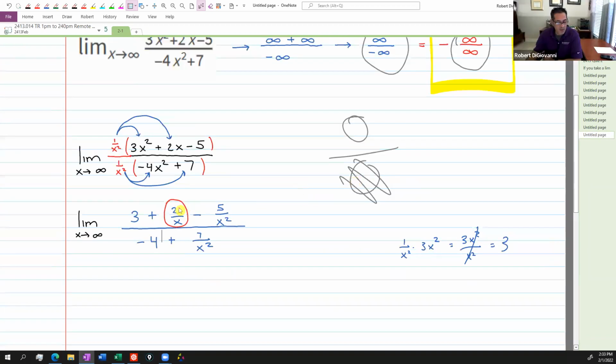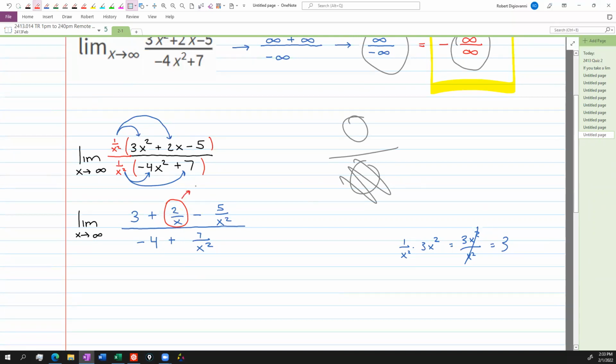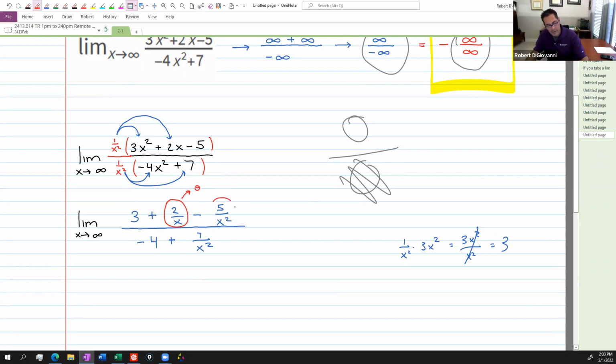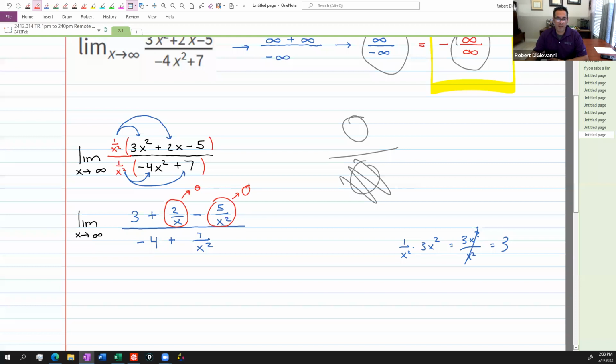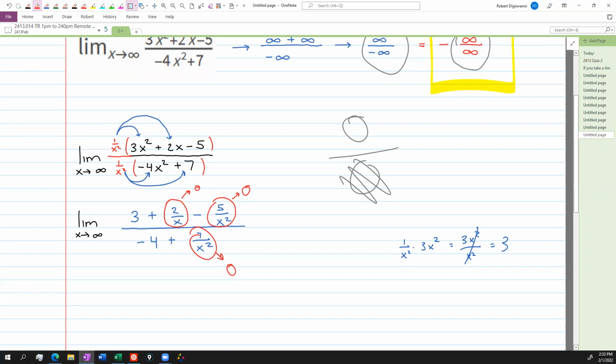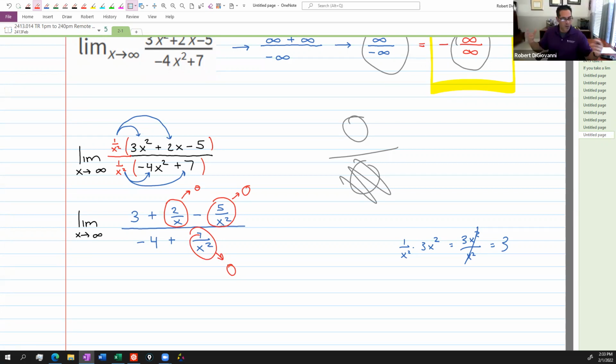Yes. Okay, so this 2 over x is fixed over infinity, right? So that heads to what? It heads towards 0. Okay, look at this next piece, 5 over x squared. That is a fixed number over infinity squared, so that heads to 0, right? And so does this one. Everyone see that? So the only thing left is this and this. So my answer would be 3 over negative 4. That's what it's headed to.